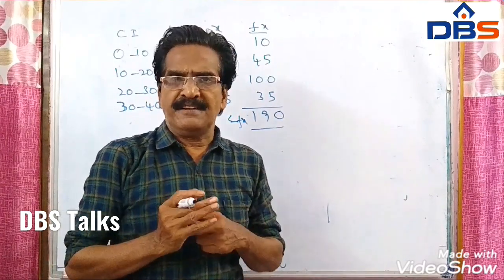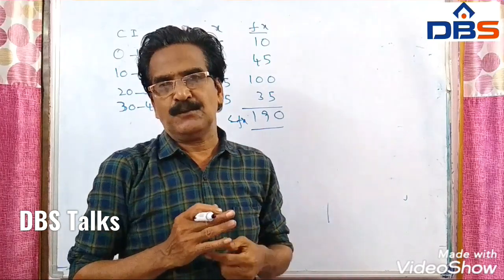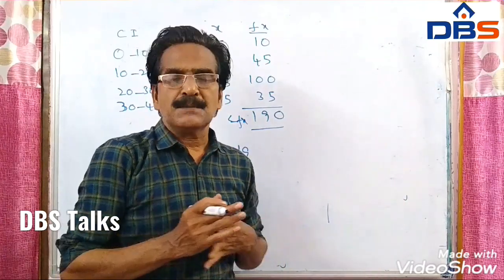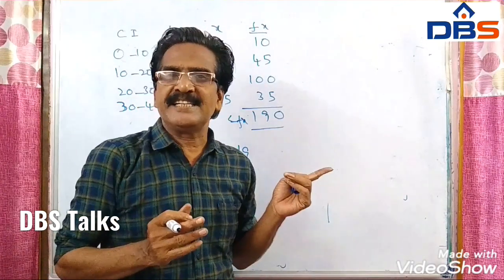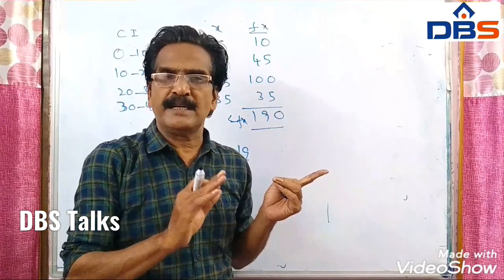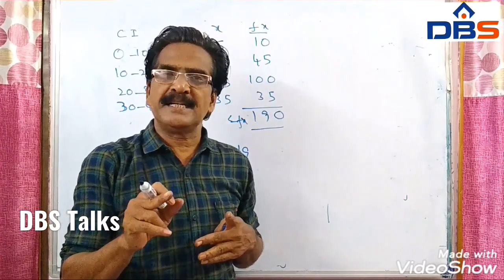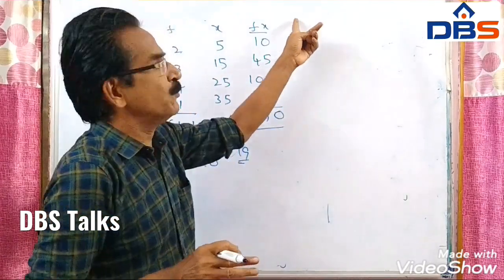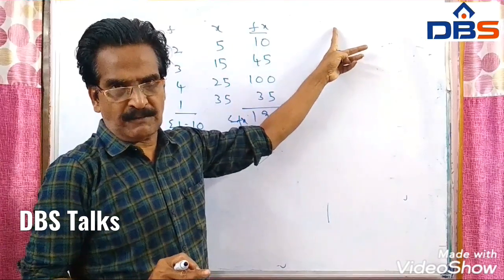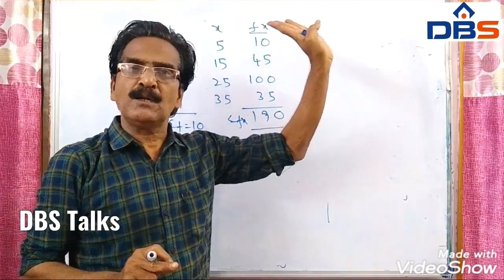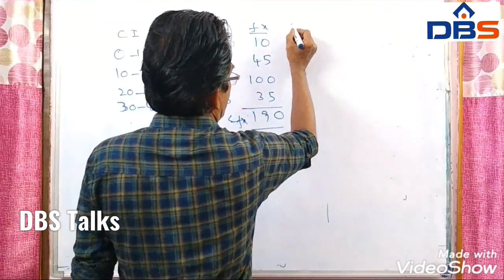The formula for variance for group data is sigma f into x minus x bar whole square, divided by sigma f. For mean deviation, it is just mod x minus x bar. For variance, it is x minus x bar whole square. So we have to write x minus x bar values and x minus x bar whole square values, then f into x minus x bar whole square values. So first write x minus x bar values.